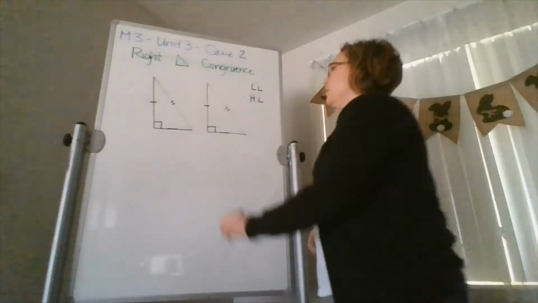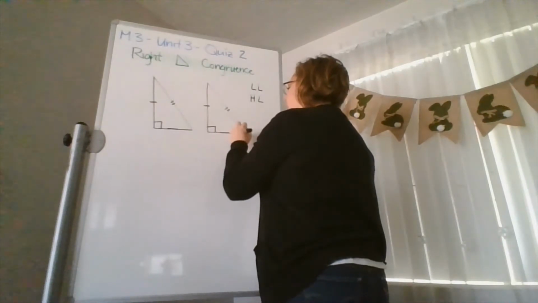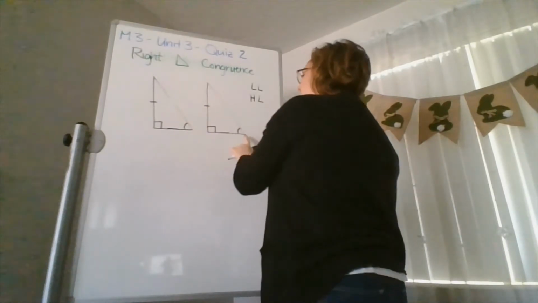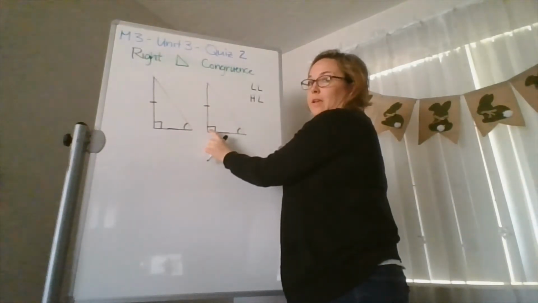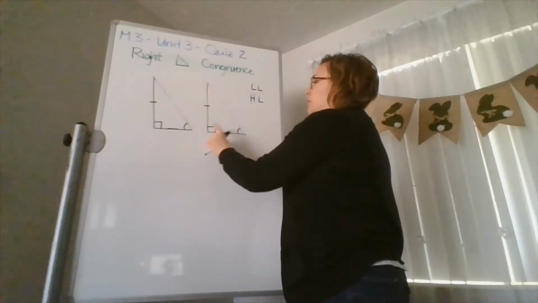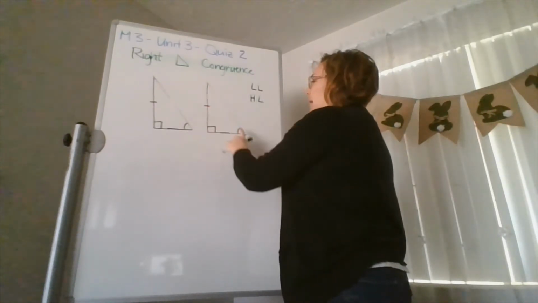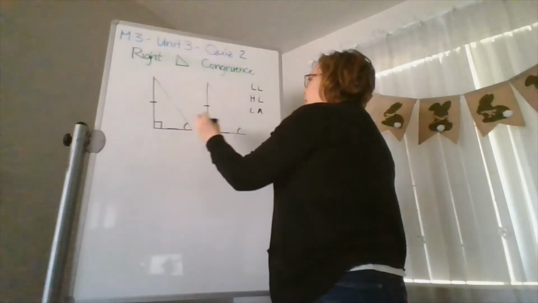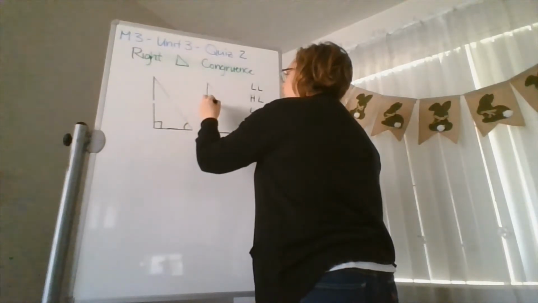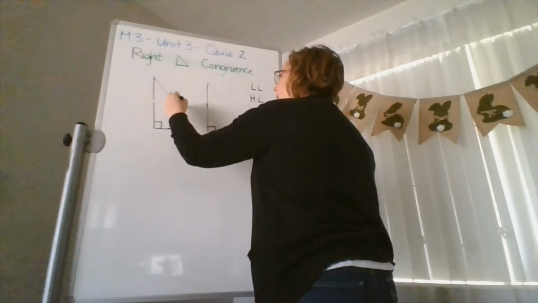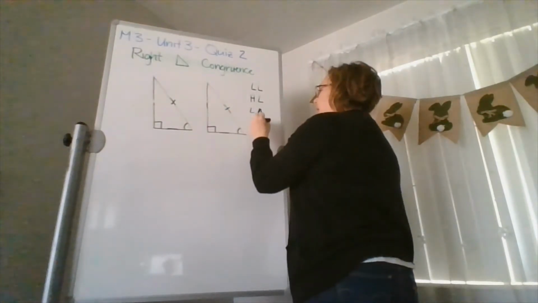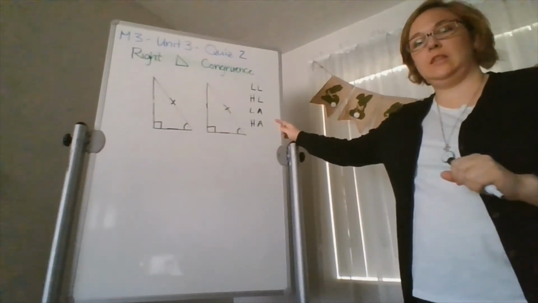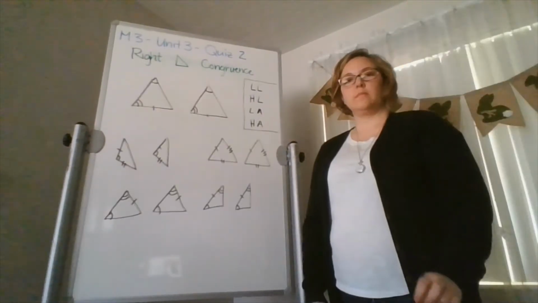We can also have congruence through the leg-angle theorem. Disregard the hypotenuse. If you have a leg and an angle, your non-right angle, either this one or that one up there, just not your right angle, that's the leg-angle theorem. You could also have your angle and your hypotenuse, which would be the hypotenuse-angle theorem. These four conditions can guarantee that two right triangles are congruent.